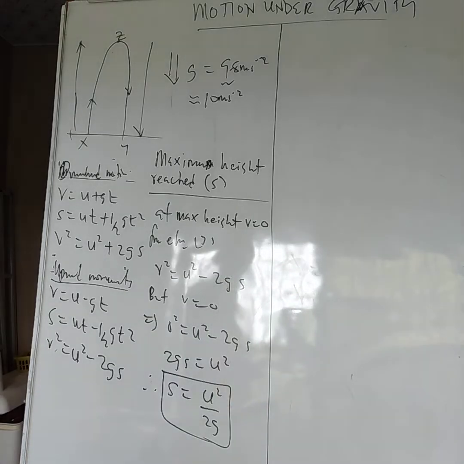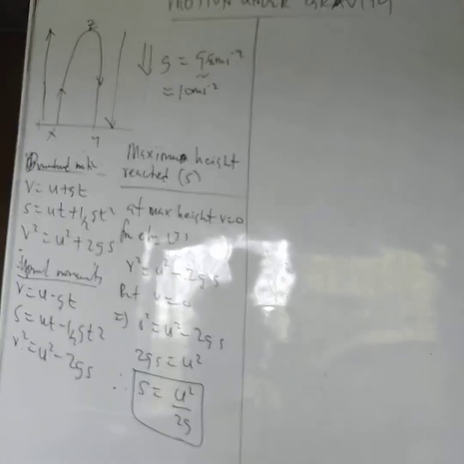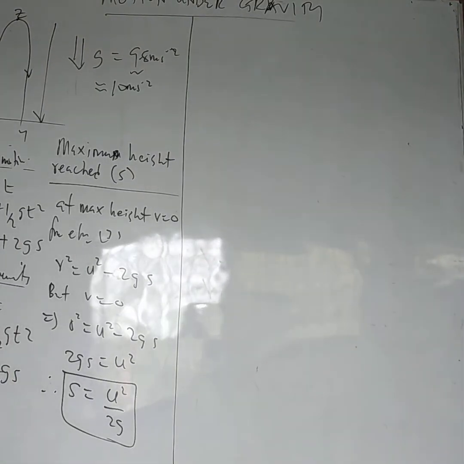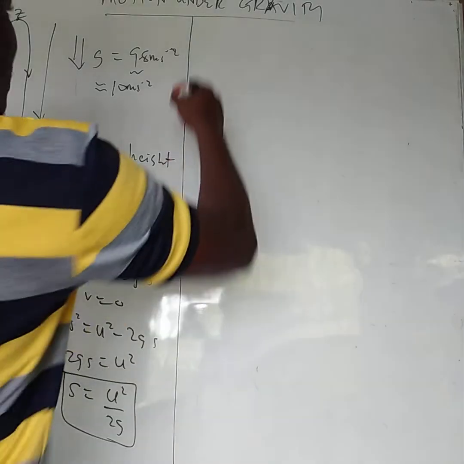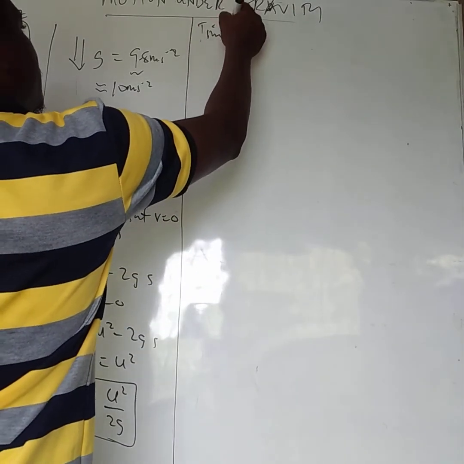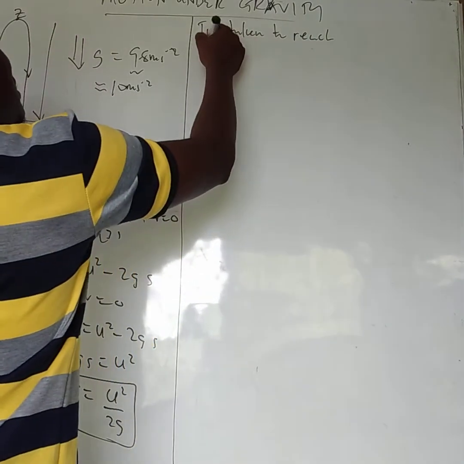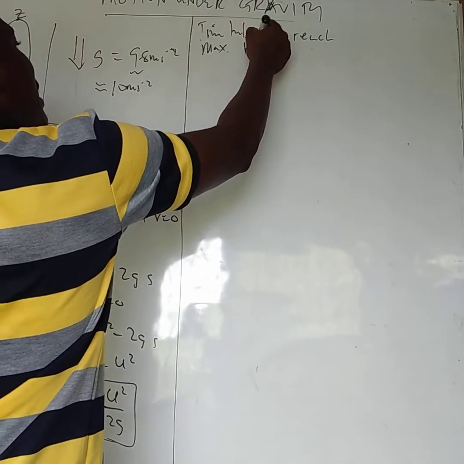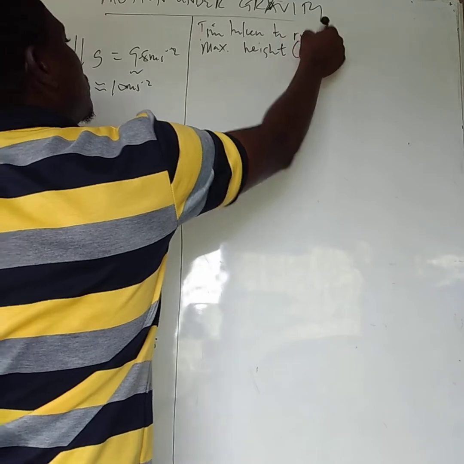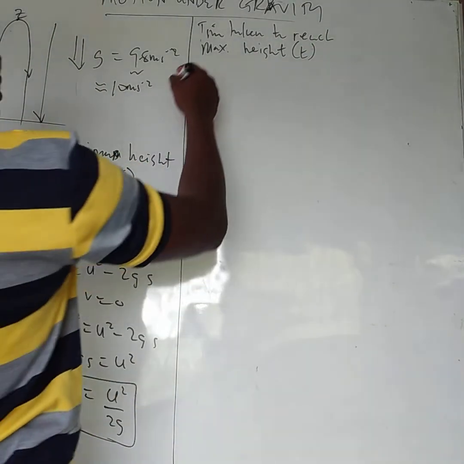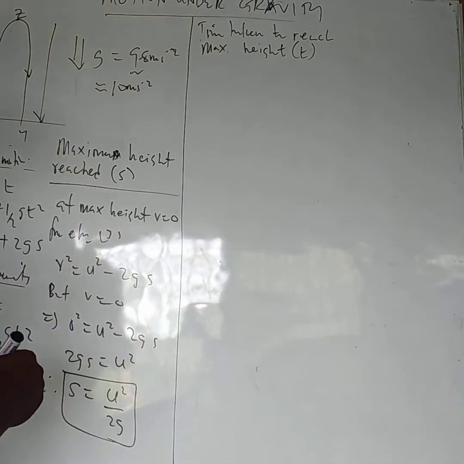The next thing I want us to try and find is the time taken to reach the maximum height. Let's call that small t. The time taken to reach the maximum height. In deriving that equation too, we can also come back. It is also an upward motion, so it's a distance from here up to here.